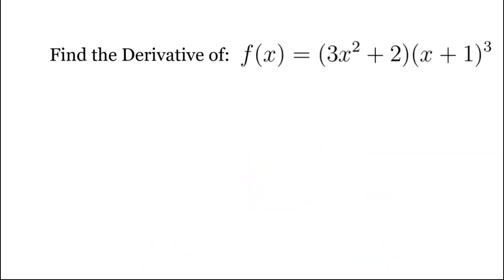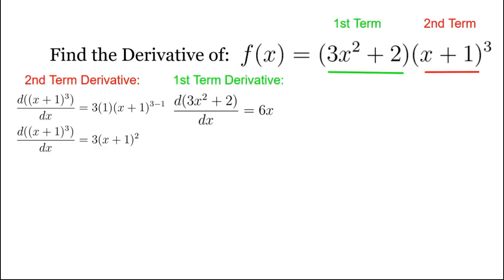Find the derivative of f of x equals (3x squared plus 2) times (x plus 1) cubed. The very first step we do is find the derivative of both terms. So the derivative of 3x squared plus 2 using power rule is just 6x. And the derivative of (x plus 1) cubed, well, this one we need to use our chain rule. So we do the inside, let's take that out, we find its derivative, it's just 1. Then we bring down the exponent 3, and then we do (x plus 1) squared. Now that's the derivative of our second term.